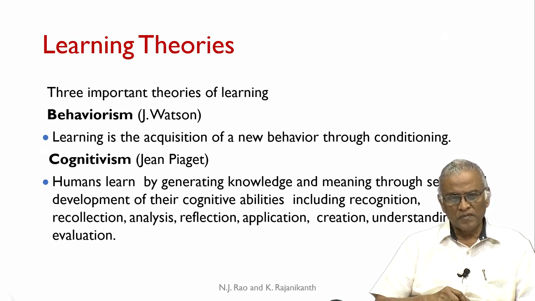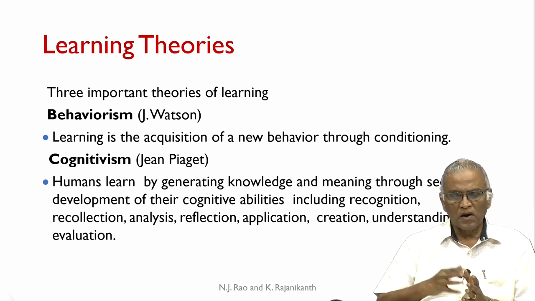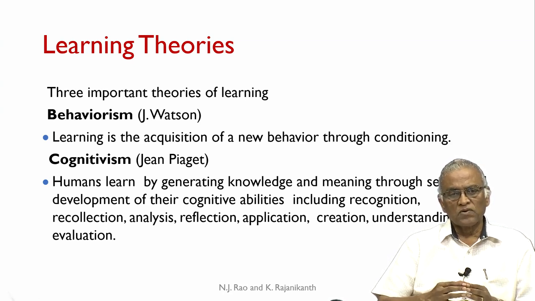Now, next is cognitivism. Piaget proposed it first, and possibly tens of thousands of researchers have worked on this. Humans learn by generating knowledge and meaning through sequential development of their cognitive abilities, including recognition, recollection, analysis, reflection, application, creation, understanding and evaluation. So, we are going to focus much on the cognitivist approach to learning. For example, the cognitive processes focus on processing information. How do you process? We have given a long list, and that is where we will be looking at it. Our taxonomy of learning is dominantly based on cognitivism. We will look at that in the later units.